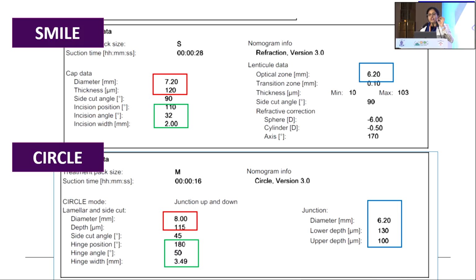So this is where your junction cut will be, because the junction has to join to the original lenticule cut size. So the diameter of the junction is 6.2, and the lower and upper depth includes an offset of 15 microns, so that even if you are slightly off than measured, you will be in the same lamella.